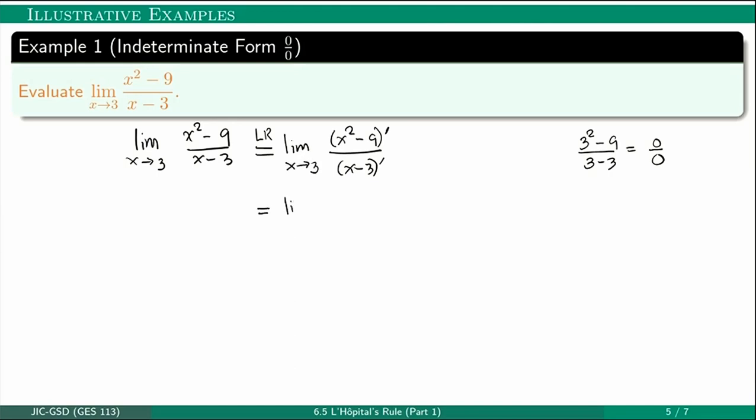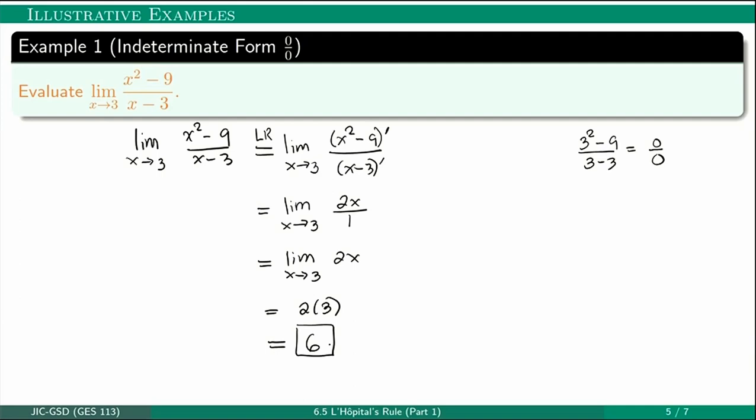So let's simplify this one. This is the limit as x approaches 3. Derivative of x squared minus 9 is just 2x. And the derivative of x minus 3 is just 1. Rewriting this one, limit as x approaches 3 of 2x. This is now a simple limit. All you have to do is to replace the variable by 3. So this will be 2 times 3. And your final answer will be 6.